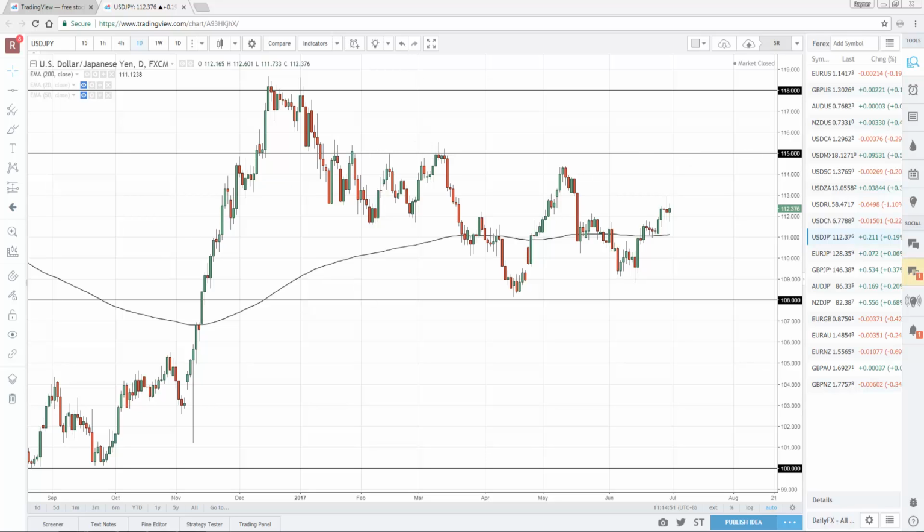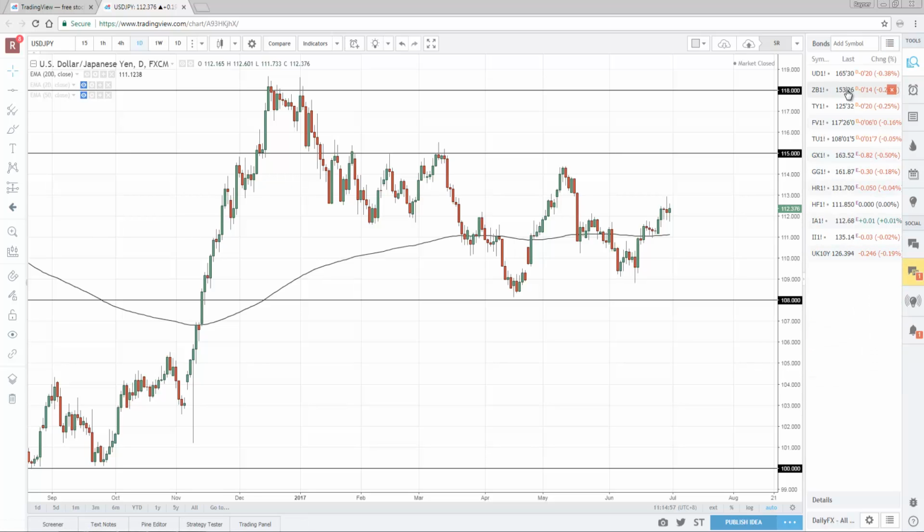Okay, so just to let you know what's going on, those markets I've just shared with you are the Forex markets. Let's move on to the bond markets.